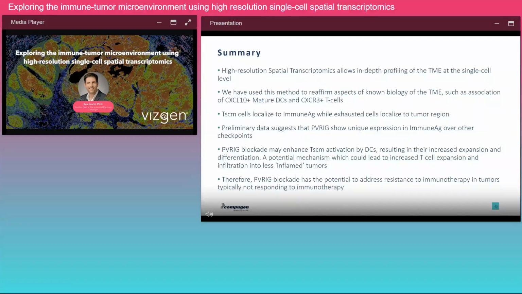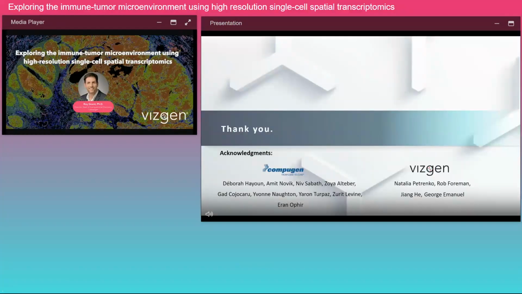Therefore, we believe that PVRIG blockade has potential to address what we started, the resistance to immunotherapy, and to help patients in indications that currently do not respond to immunotherapy. I would like to thank our colleagues at Compugen that conducted this study and assisted with advice and with different aspects. And of course, the Vision team for being very collaborative, being very open, and giving us this early access to technologies and for developing this method. So thanks, everyone. And now we'll move on to questions.